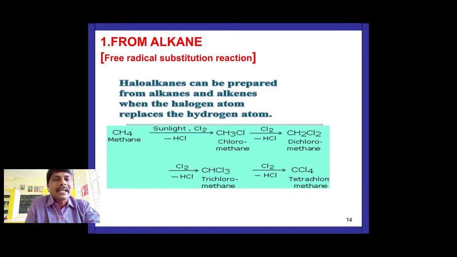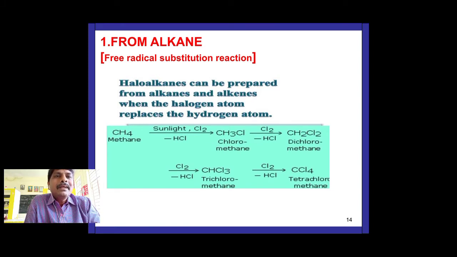Methane reacts with chlorine in the presence of sunlight. First it will give chloromethane. In the second step it will give dichloromethane. In the third step, trichloromethane. Finally you will get tetrachloromethane. Its other name is carbon tetrachloride, CCl4, carbon tetrachloride, tetrachloromethane. One more name is there, pyrene. It is also known as pyrene.